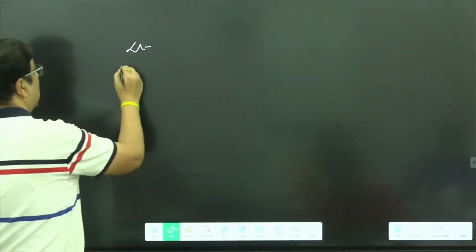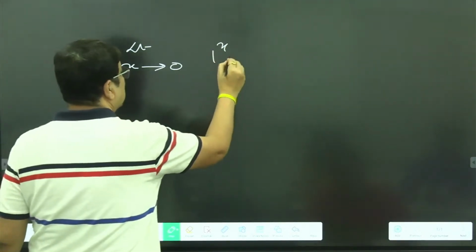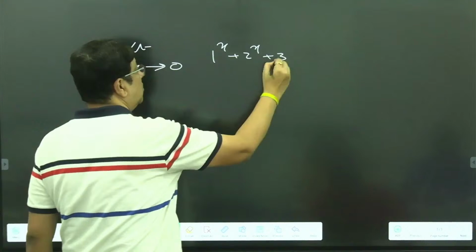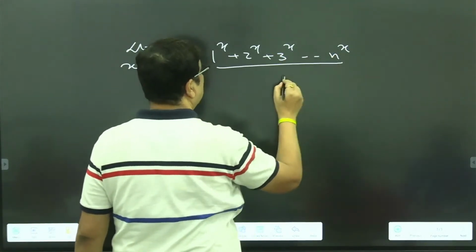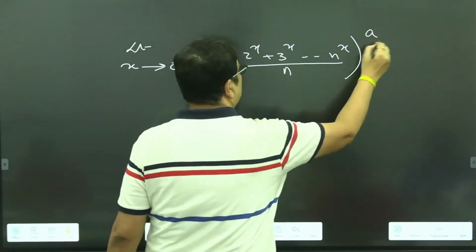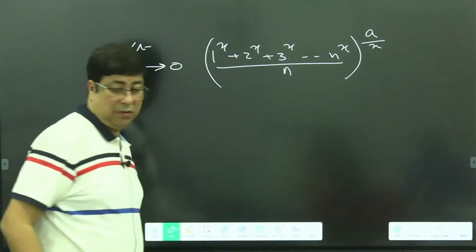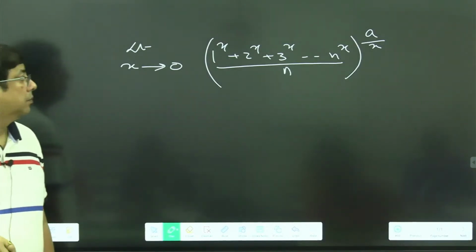Limit x tends to 0, (1 to the power x plus 2 to the power x plus 3 to the power x, continuing up to n to the power x, total divided by n) whole to the power a by x. How to solve this sum?